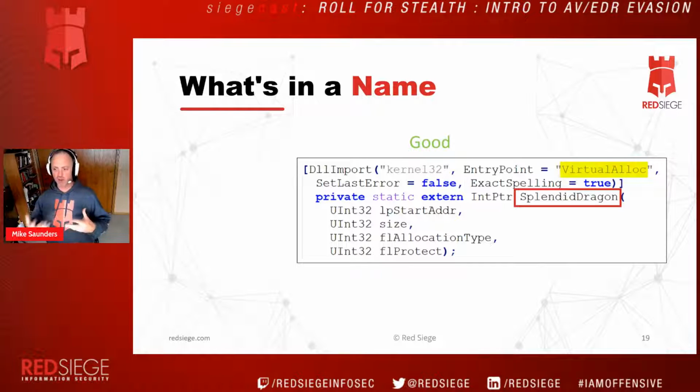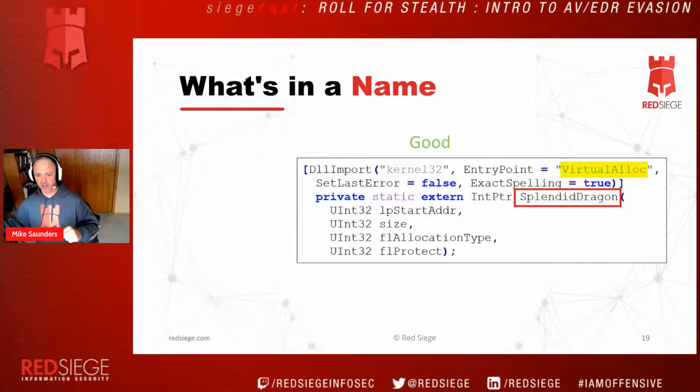And changing those options up can help evade detection, because remember, these detections, especially with AV, are very brittle. They're usually based on a signature, and changing any part of that signature breaks the detection. So I have seen cases where changing the order of SetLastError and ExactSpelling has been enough to get around detection.